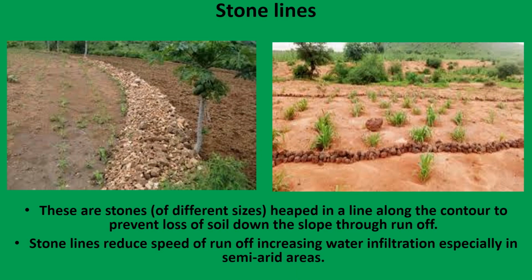Stone lines. These are stones, of different sizes, heaped in a line along the contour to prevent loss of soil down the slope through runoff. Stone lines reduce speed of runoff, increasing water infiltration, especially in semi-arid areas.